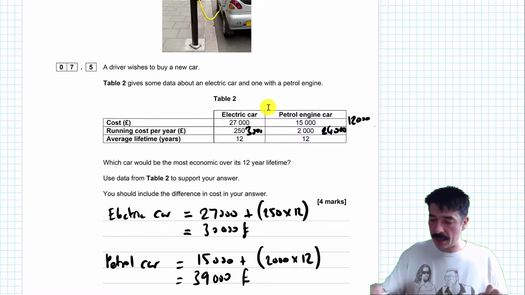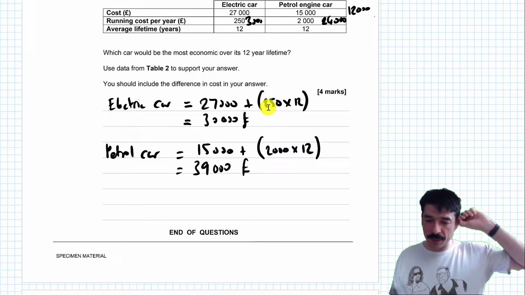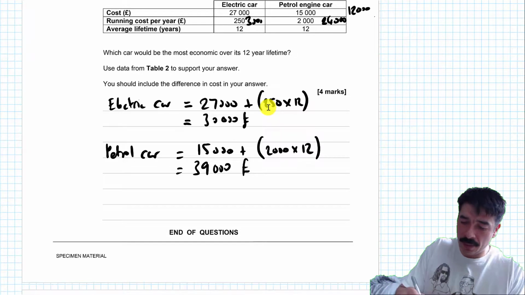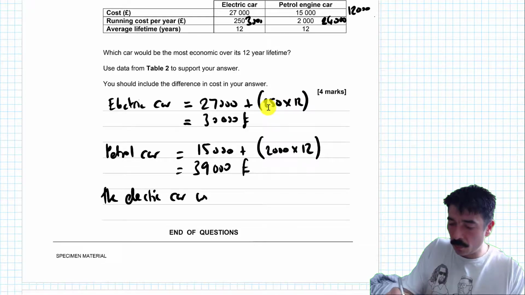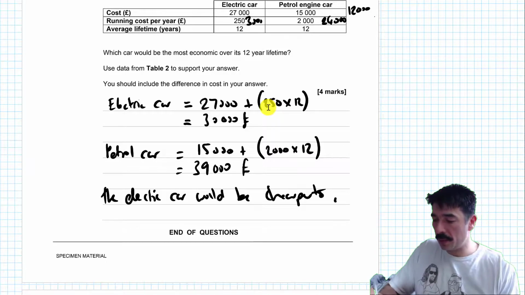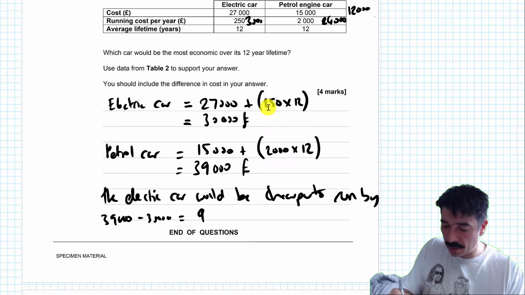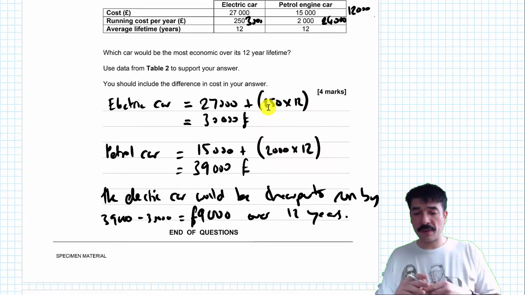Okay, pounds. So which car will be most economic to run over 12 years? You should include the difference in cost in your answer. Okay, so the electric car would be cheaper to run by 39,000 minus 30,123, £9,000 over 12 years. Okay, so hopefully that should hit all the marks for that.